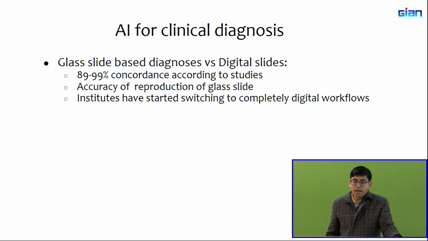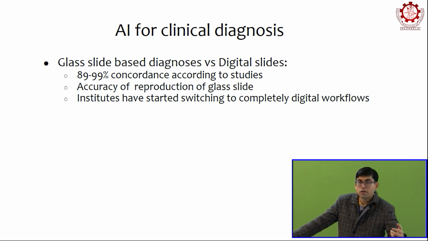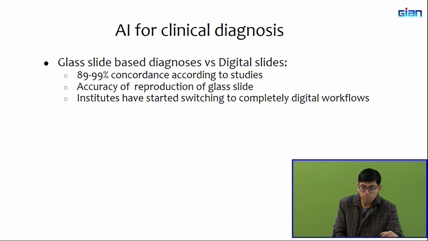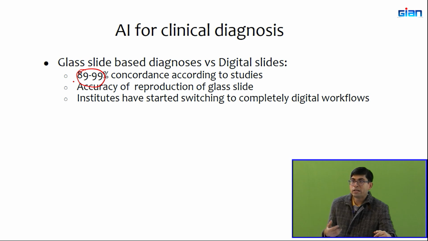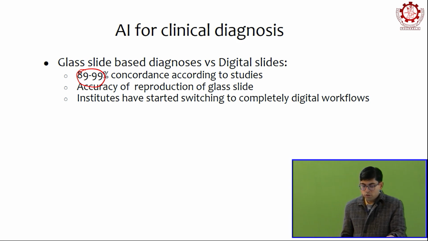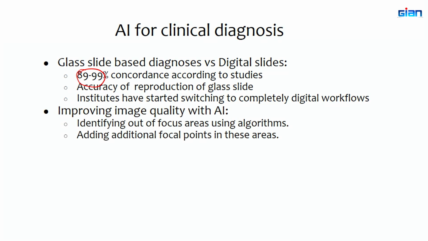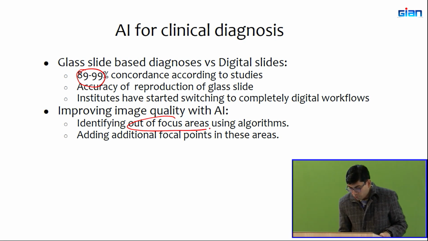Okay. For clinical diagnosis, obviously it is important. It has actually been shown, and this keeps getting better and better, that if you compare the diagnosis that is made physically under the microscope and the diagnosis that is made using the digital pathology images, there is a pretty high concordance, and this is only getting better as pathologists are becoming more receptive to the idea of digital pathology. So, it increases the accuracy of reproduction of the glass slide, and like I said, institutes have started switching completely to digital workflows.